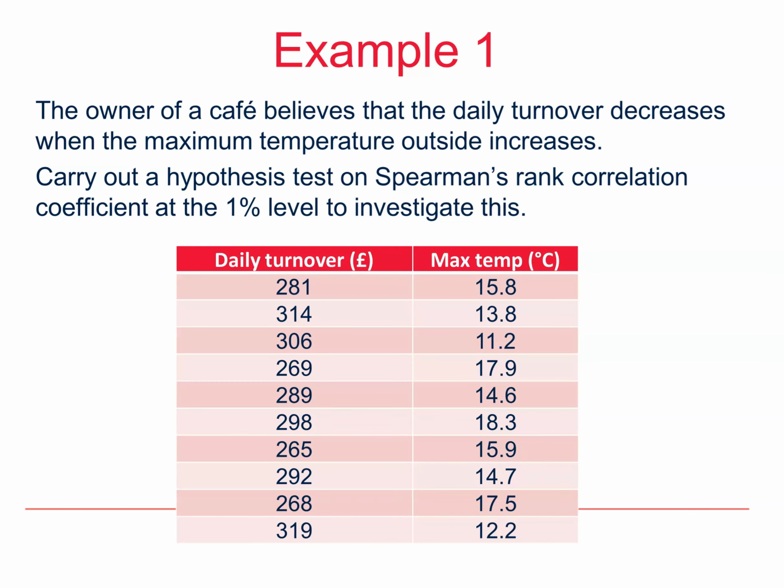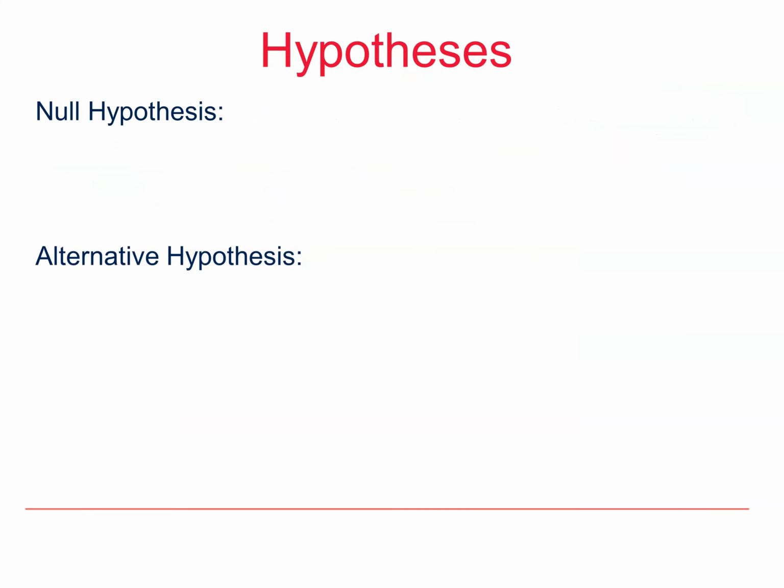So let's go back to our cafe owner and see if the association we observe in the sample is significant. We're looking to see if turnover decreases when the maximum temperature outside increases. So our test will be one tail. We're looking for negative association. And we've got a 1% significance level. Pause the video while you write down the null and alternative hypotheses.